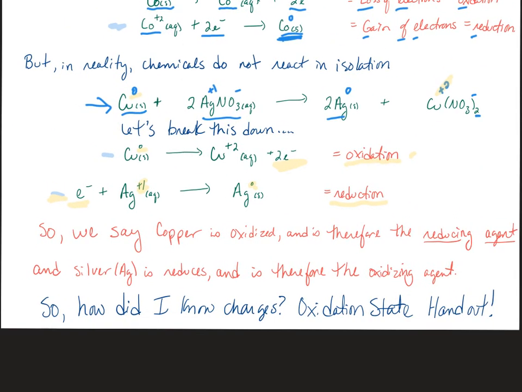Here's where another little bit of confusion comes in. We like to say the same names again and again. I don't know why, but that's what we do. We can say that copper is oxidized or goes through oxidation, and therefore, it is the reducing agent. That means that it makes the other one go through reduction. I know, we use the same terms a lot, but that's just the way it is. Sorry guys, I don't make these rules.